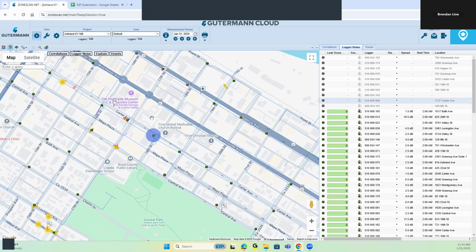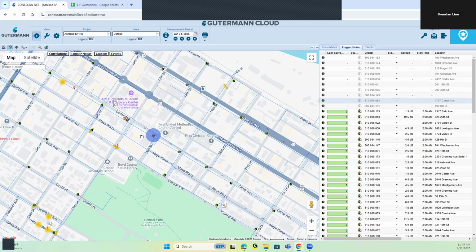What a gray logger basically means is that particular logger for some reason did not report to Zone ScanNet this day. So the day we're viewing, this one particular day, this logger did not report. And that could be for a few different reasons. One, maybe the antenna fell, so that needs to be readjusted. If the bracket falls down to the bottom of the valve box, that does need to be readjusted. It could possibly be that there's water above the top level of the antenna.